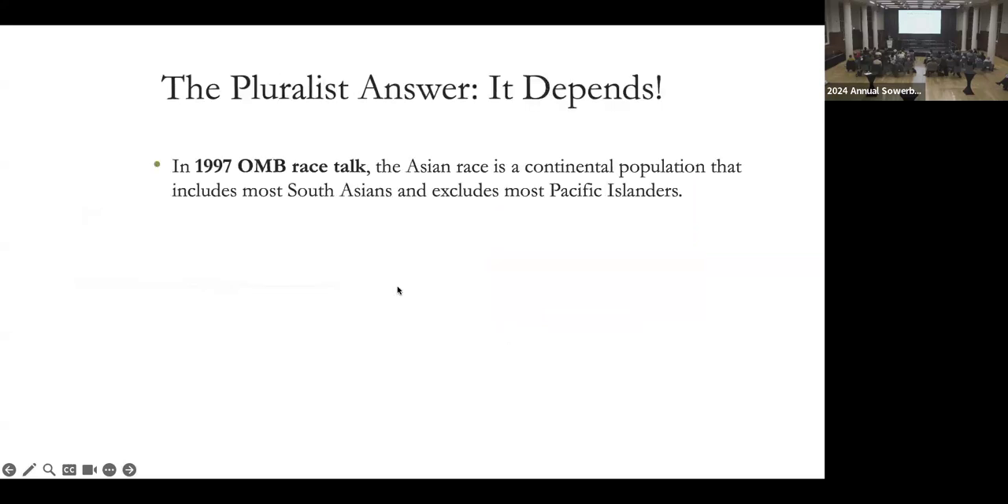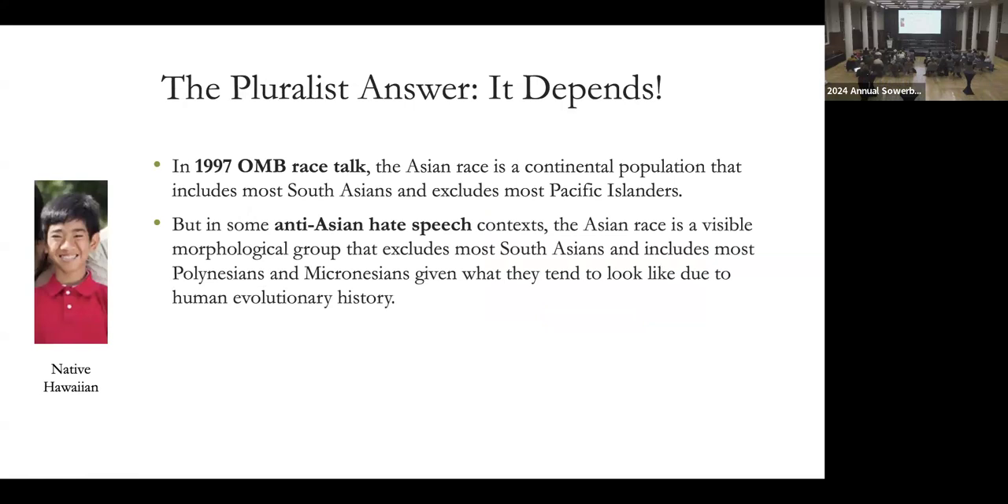So here are some contexts in which these two realities could obtain. The first would be the context that I've been talking about today, where you have Asians turning out to be a continental population, including East Asians and South Asians. But then you have other contexts, say in the United States and probably elsewhere. I think Canada is a good example, where the anti-Asian hate speech context, especially during the COVID-19 pandemic, when people were unfortunately harassing and in some cases unlawfully harassing Asian folk.